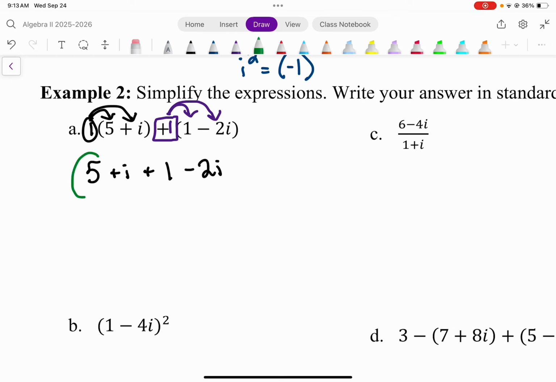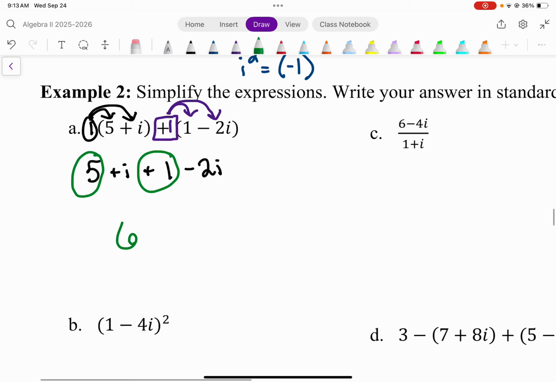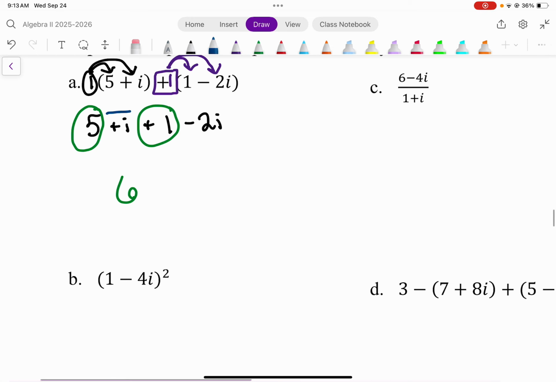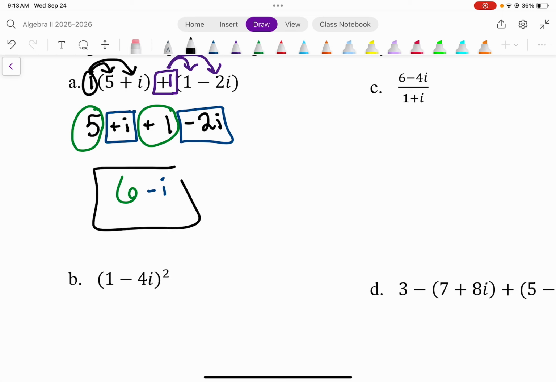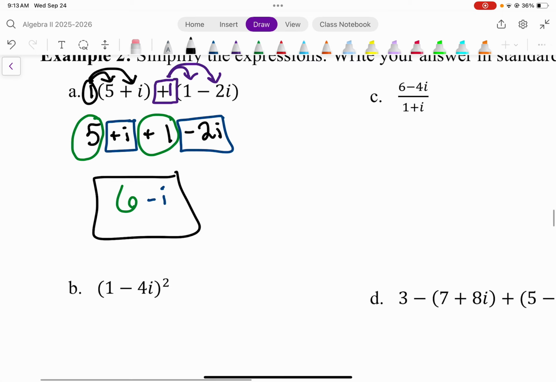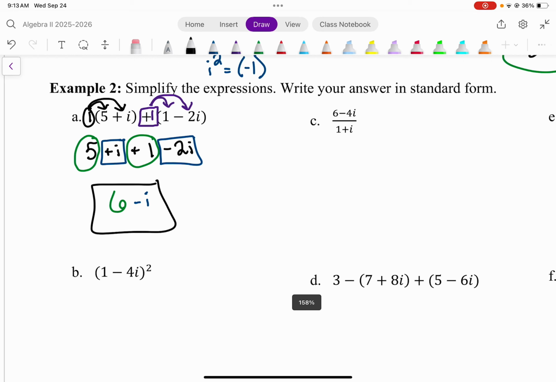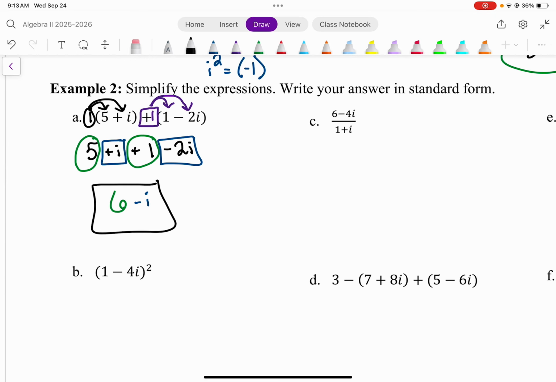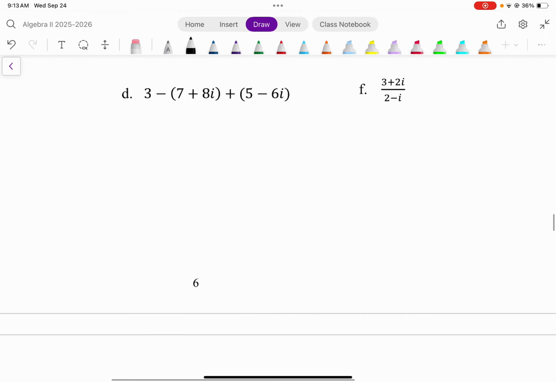Then it's just a matter of combining like terms. So we're going to combine the real parts, 5 plus 1, which is 6. And then we're going to combine the imaginary parts, i minus 2i, which is equal to -1i. Remember, you want to write your answer with the real part first and then the imaginary part after. Okay, that's it for that problem. We're going to kind of go out of order. We're going to go to letter D next and simplify this.